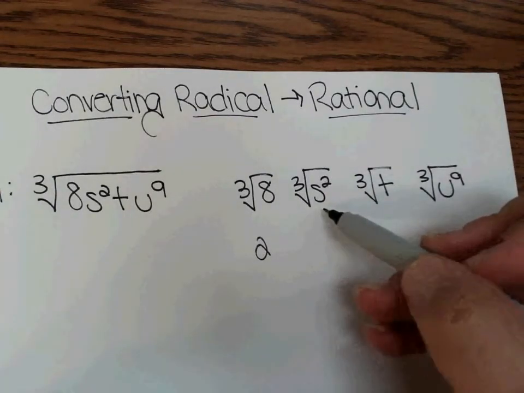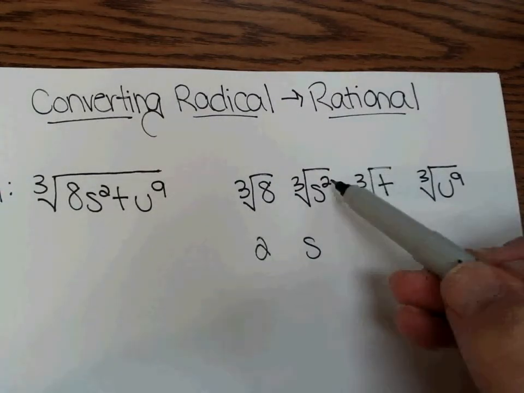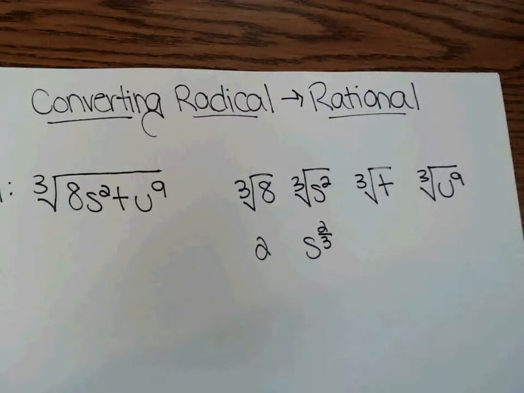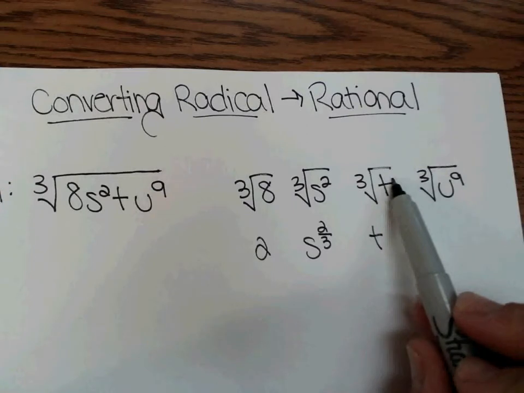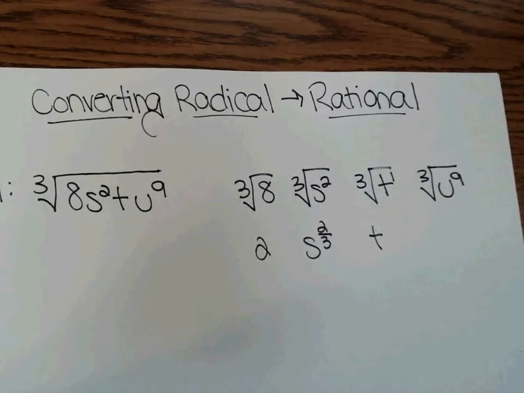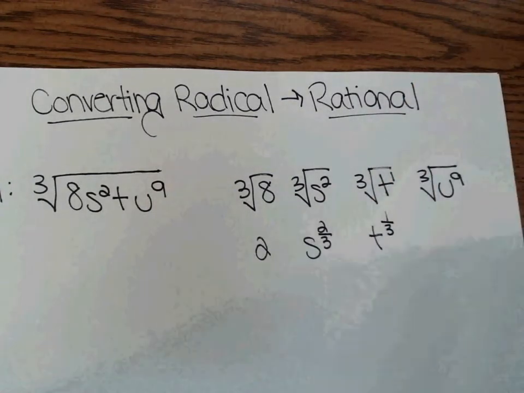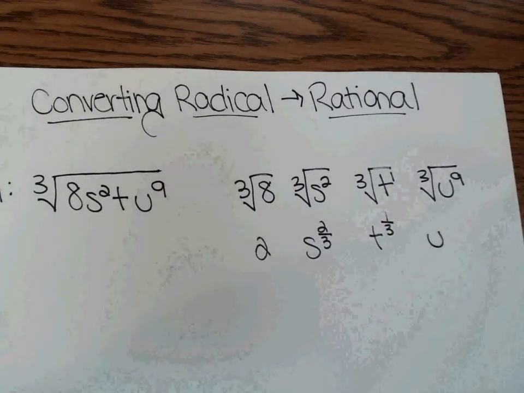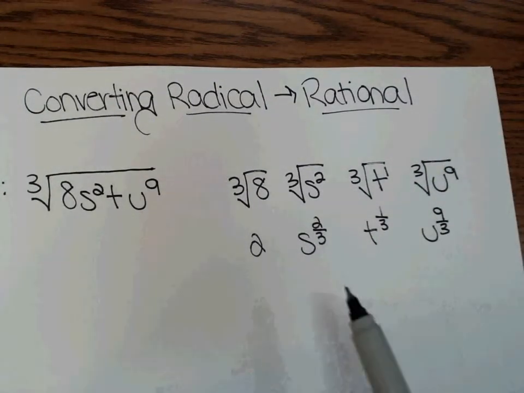Now look at our s piece. S is going to stay our base. What is inside the radical goes on top, and what's outside stays on bottom, so this becomes s to the 2/3 power. Now let's look at t. If I don't see a power inside, it's implied this is really t to the 1st power. So that 1 stays on top, the 3 goes to the bottom, and becomes t to the 1/3 power. And now u becomes u to the 9/3 power.